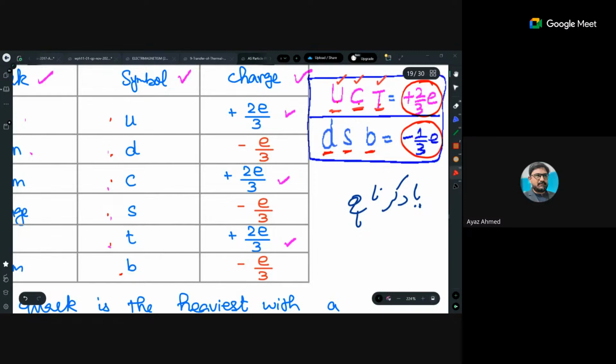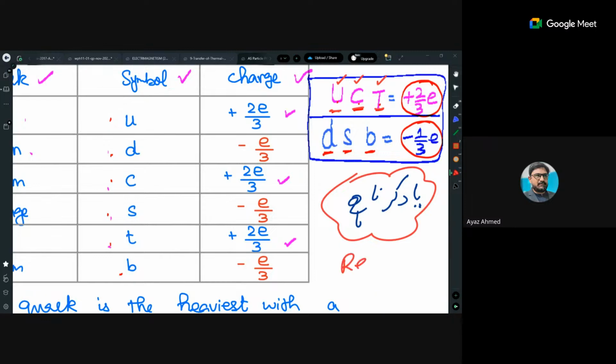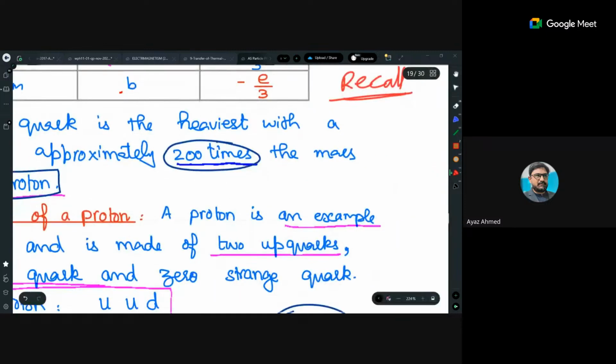I have written this in Urdu, which means recall. What does it mean? You have to recall it. UCT is up quark, charm quark, top quark, and they have a fractional charge. So actually, I can say that quarks are the particles which have fractional charge. And DSB, meaning down quark, strange quark, bottom quark, have the charge of minus 1 by 3e. What charge do they have? Minus 1 by 3e. So you have to remember that.